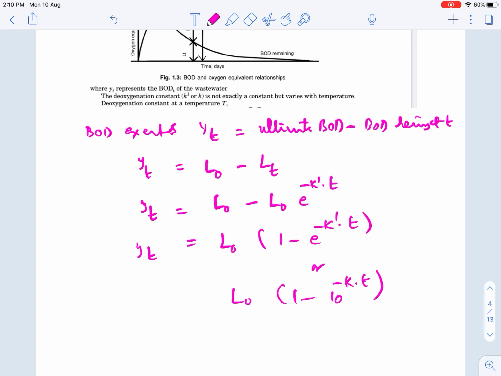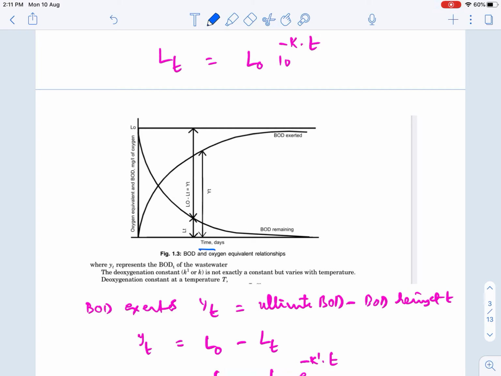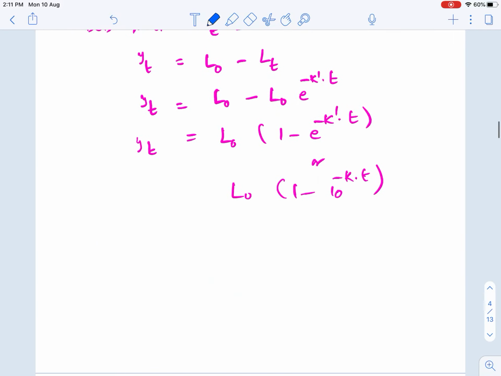This is the graph. If you draw time versus BOD, the BOD remaining will decrease with time. Assume that this is the ultimate BOD, and the BOD exerted increases with time. So if you draw a graph of BOD, you should know whether it is BOD remaining or BOD exerted. BOD remaining will decrease with time, and BOD exerted will increase with time.